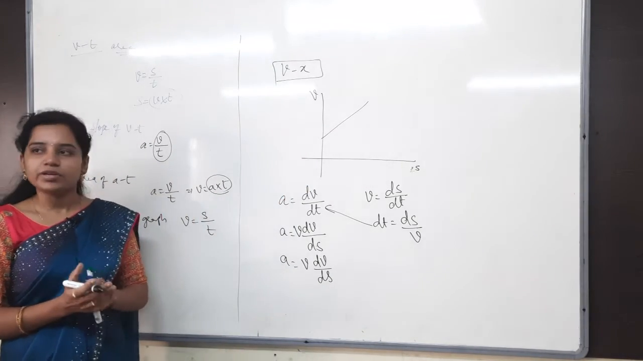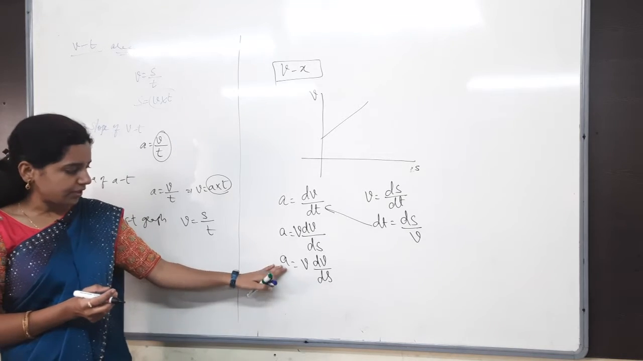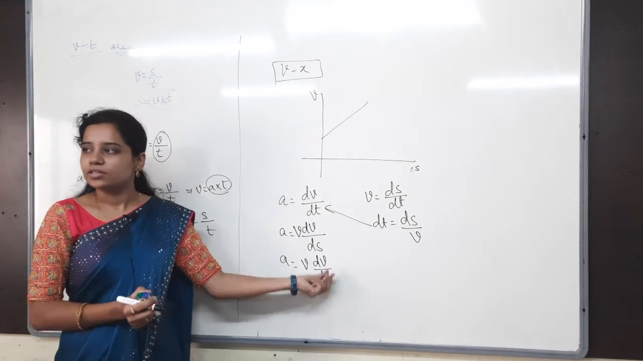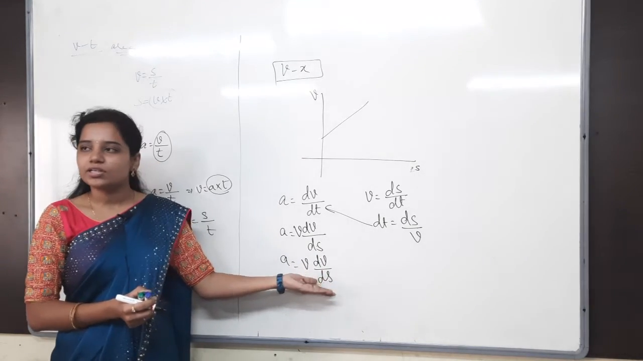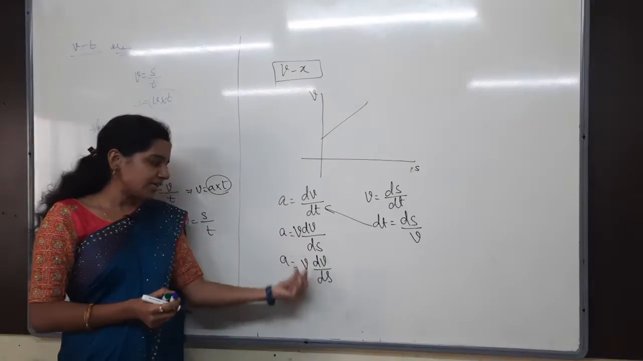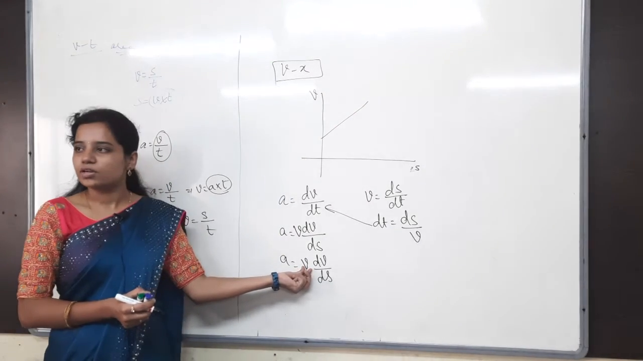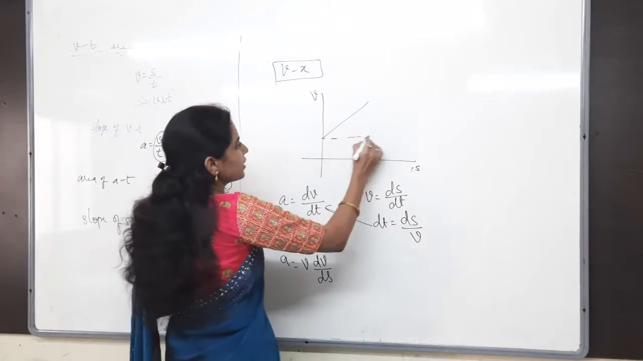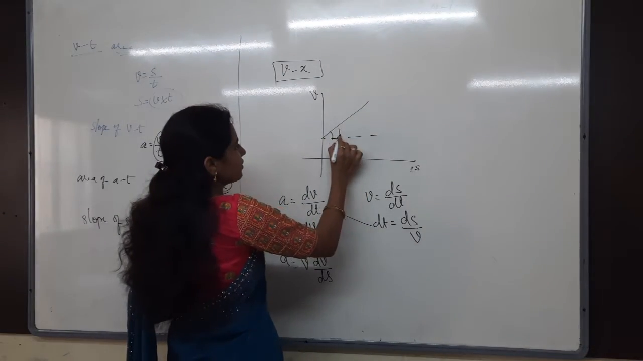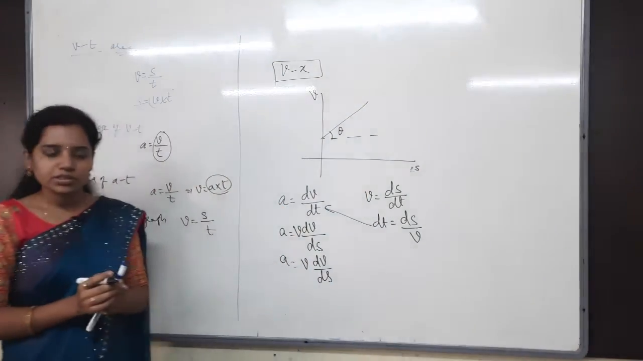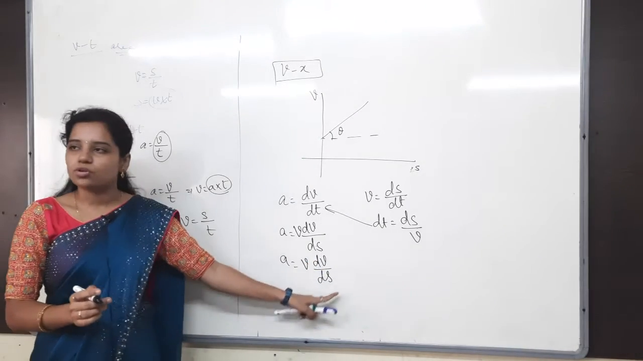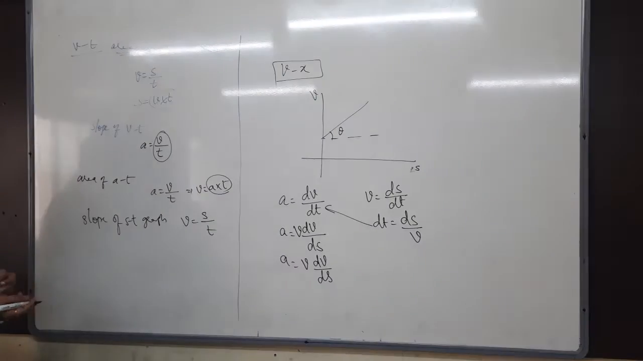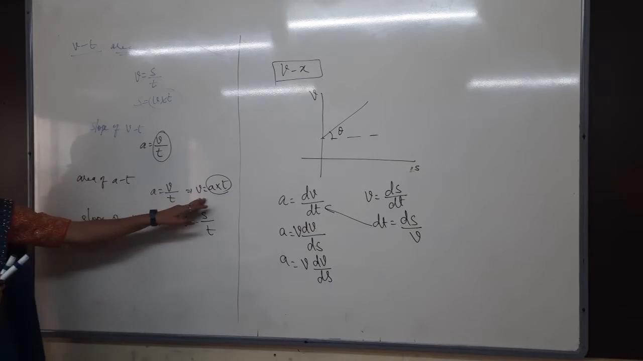So from this graph, we can find out acceleration. How can you find it out? You have to take the slope, right? Why? Because dv by ds is there, nothing but the slope. That slope you have to multiply with the velocity v again. Understand, right? Whatever velocity value they give, for that velocity you have to multiply with the slope again. Then you will get acceleration. So acceleration we can get not only from the velocity time graph.